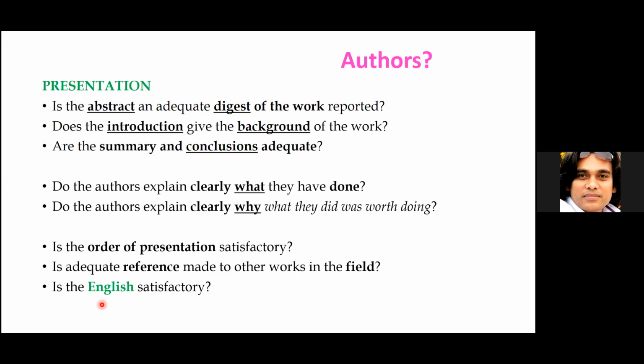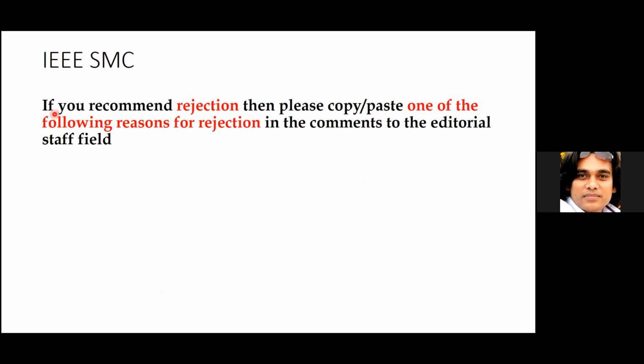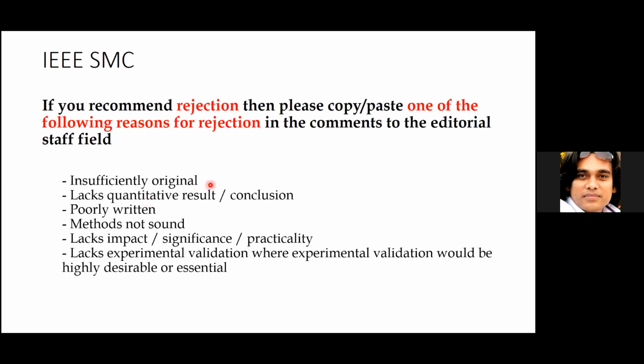I'm finishing very quickly. This is for IEEE SMC, one of the largest societies. What they say is, if you recommend rejection, then please copy and paste one of the following reasons for rejection. Number one, insufficiently original; it lacks quantitative results or conclusion; poorly written; methods not sound; lacks impact, significance, or practicality; experiments are not validated, and so on.